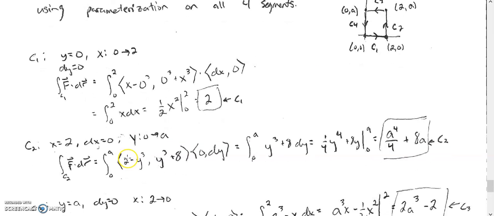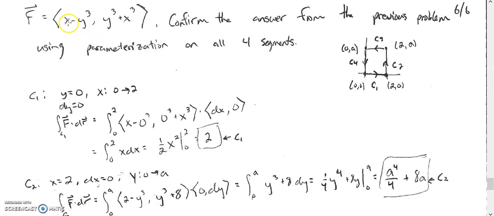So that's C2. You can see that x starts at 2 and it ends at 2 and it goes straight up. So x is just 2. It doesn't change. What's dx then? It's 0. And then y is going to span from 0 to a. So the integral along C2 of f dotted with dr is the integral from 0 to a. And then look, I get a 2 minus y cubed. Where did the 2 come from? That's what x is. And that's plugged into this.